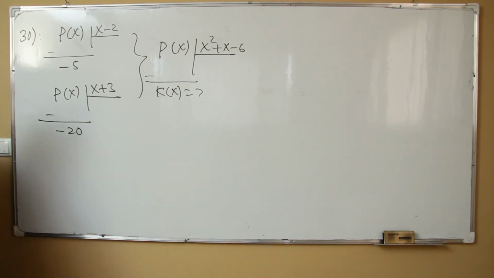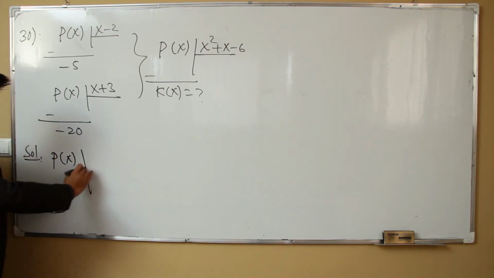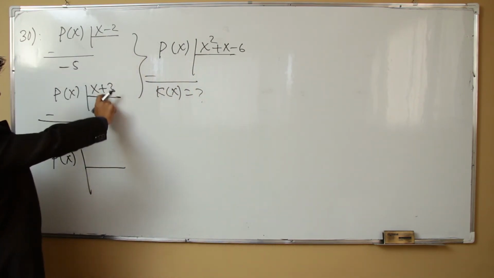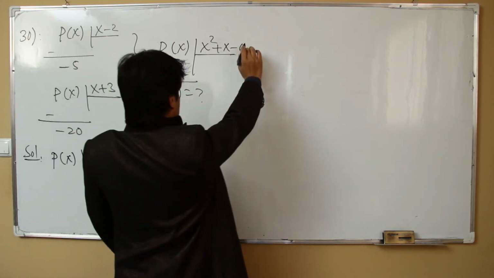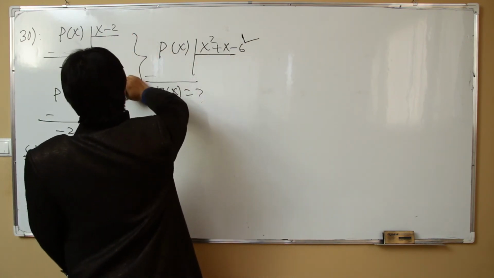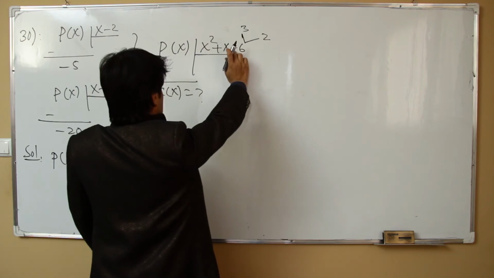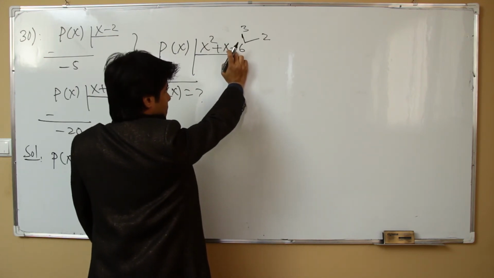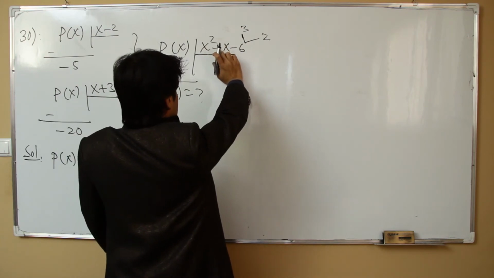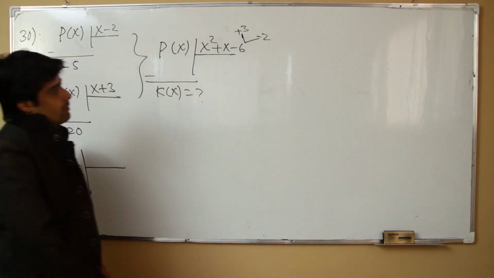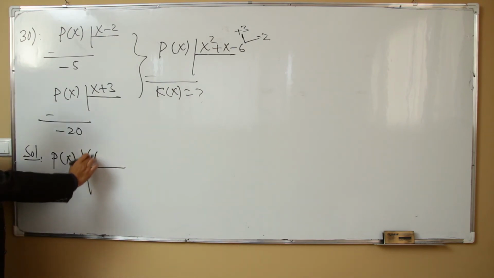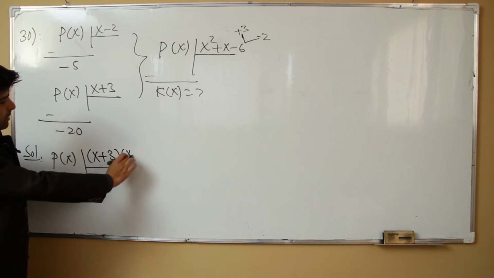Question number 30. P(x) is divided by x minus 2, the remainder is minus 5. Divided by x plus 3, the remainder is minus 20. Divided by both of them, what is the remainder? First, the divisor should be the multiplication of these two. Am I right or not? In order to know whether this one is the multiplication of these two or not, you should find the factors of this one. 6, 3 with 2. This says that the signs should be different, and this one says that the greatest one is plus and the small one is minus. So you found x plus 3 times x minus 2.